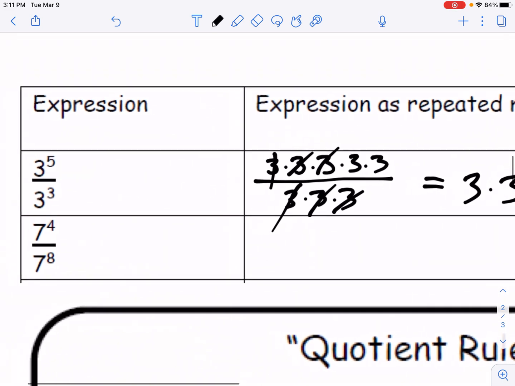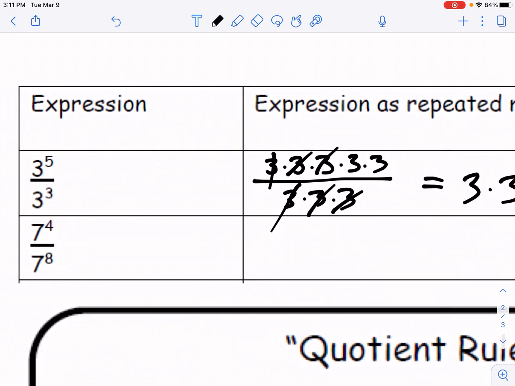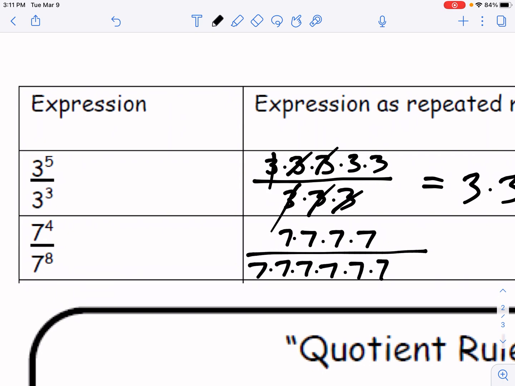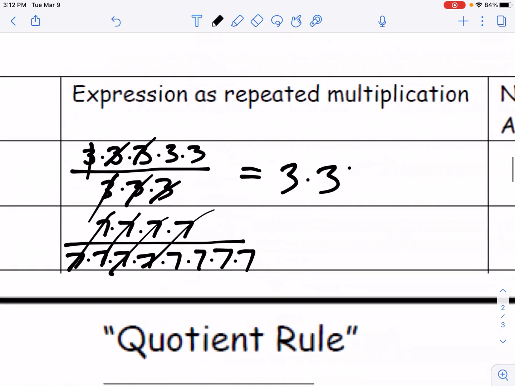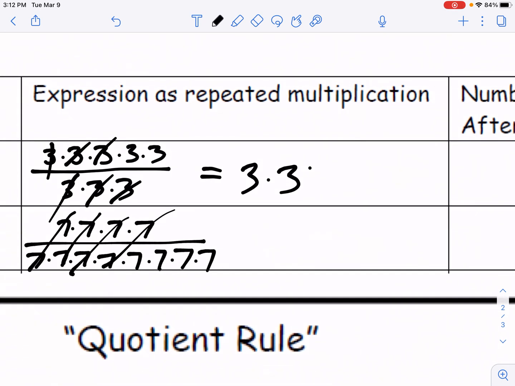Let's try this guy. So we have 7 to the 4th power, so 7 times 7 times 7 times 7 over 7 to the 8th power, 7 times 7 times 7 times 7 times 7 times 7 times 7 times 7. Okay, so we have 8 of those 7s. Well, the same idea of reducing here is still going to apply. I can cross out these 7s, these 7s, these 7s, and these 7s. And what I'm left with, essentially, again, remember, when they cross out, essentially what's happening is we have 1 on top, 1 on bottom.